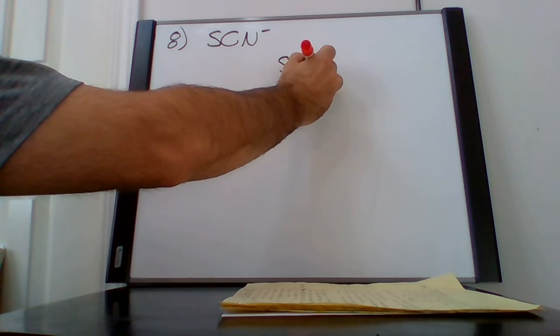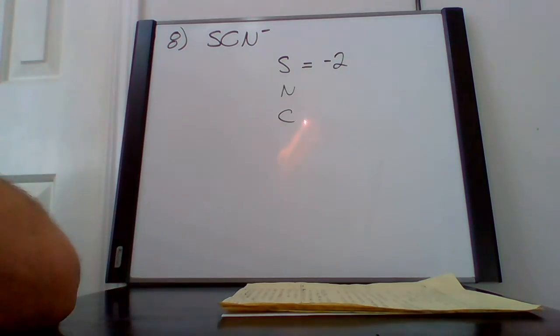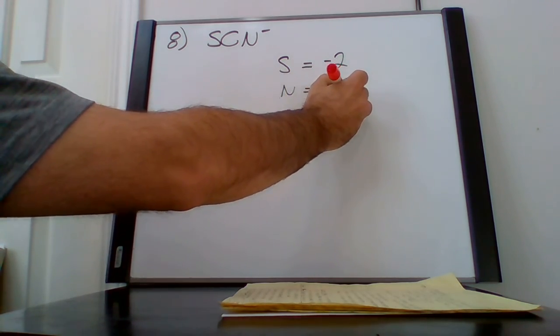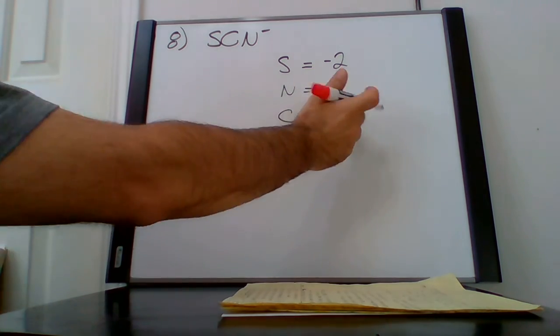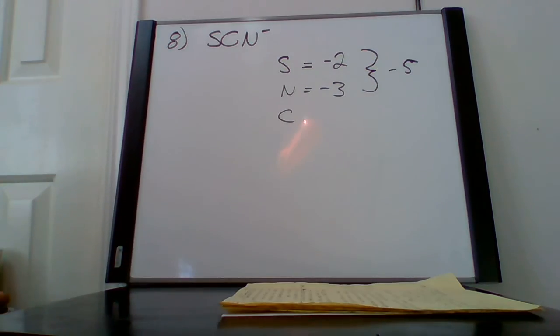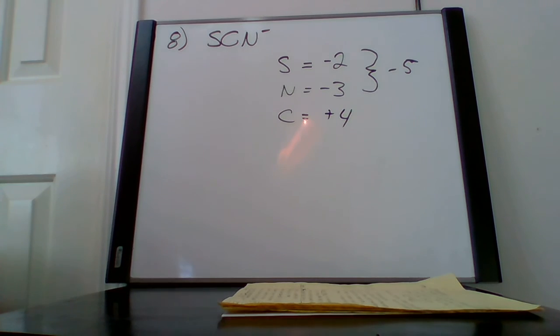So sulfur, very similar to oxygen, would be a -2. Nitrogen would be a -3. That sums those two pieces to a -5. If our overall ion had a charge of -1, that means that our carbon ends up having that +4 charge. Okay. So these are those rules in identifying the oxidation states.